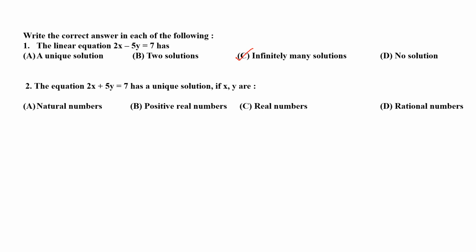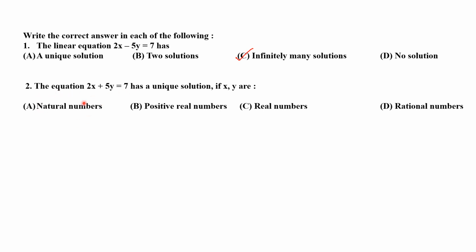The second question, the equation 2x plus 5y equal to 7 has a unique solution if x and y are. Now the meaning of unique solution means only one solution. Okay. Now when it will have a unique solution, when x and y are natural number, positive real numbers or rational number. Now, when we say real numbers, so under real numbers, you will have natural number, whole number, integers, rational number, everything. Even under rational number also, it will have natural number, whole number, integer. So in these B, C and D cases, you can get many solutions of x and y for which this equation will get satisfied.